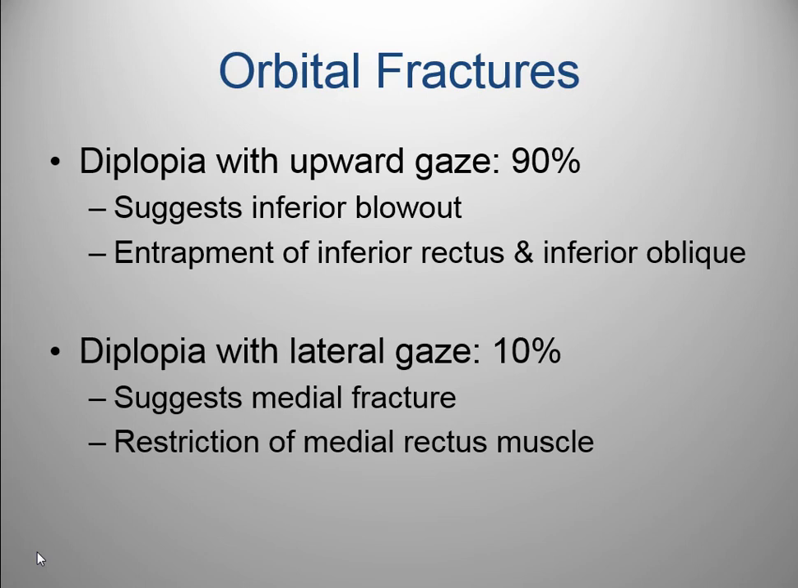If you have double vision with an upward gaze, 90% of the time it suggests an inferior blowout, which means that the inferior rectus and inferior oblique muscles of the eye are entrapped. If you have double vision with a lateral gaze, so off to the side, 10%, that often suggests a medial fracture, which means that the medial rectus muscle of the eye is unable to move the eye medially.